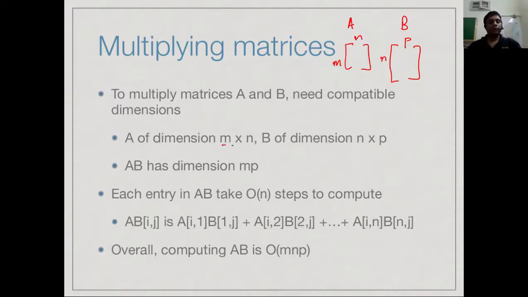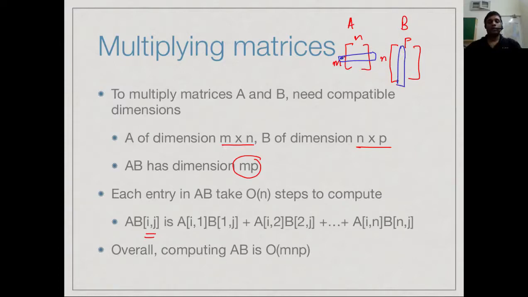So we have an m times n matrix A and an n times p matrix B, and the final matrix is going to be of size m times p. It will have the same number of rows as A, the same number of columns as B. And the way you compute the product AB, if I want the ijth entry in AB, then I will take the ith row in A, and I'll multiply it with the jth column in B.